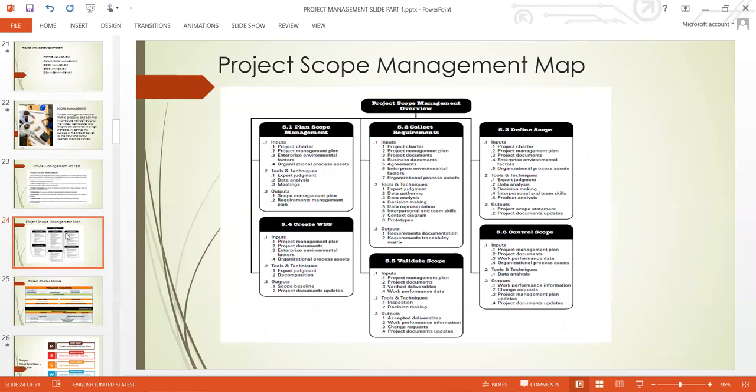I equally created this, adopted this project scope management map. It gives you a visual diagram. Looking at it will help you know how to go down and manage your scope very well. In modern project management and business analysis, you are going to be seeing a lot of maps like this diagram. It speaks much.